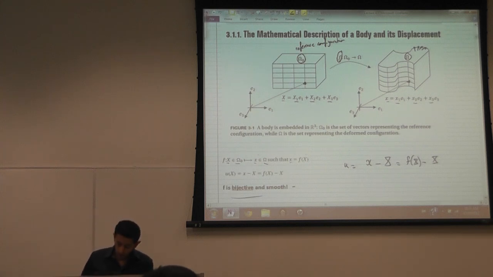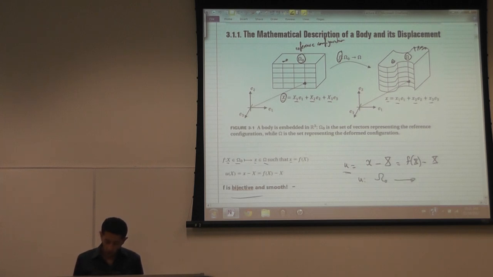Why is it a vector field? Because it depends on which point I'm interested in. If I'm interested in this point, I know it's capital X, I know it's small x. Small x minus capital X gives me the displacement right at this point. So it's a field, U, defined on omega naught to R3.